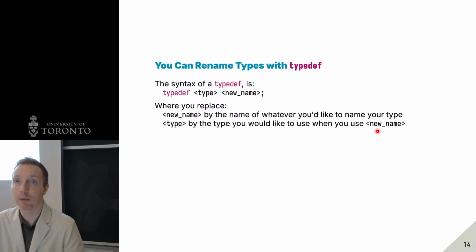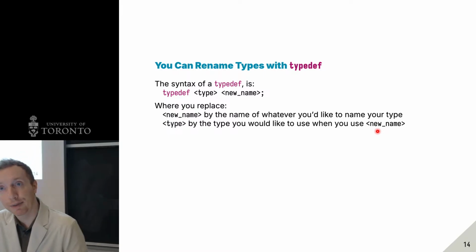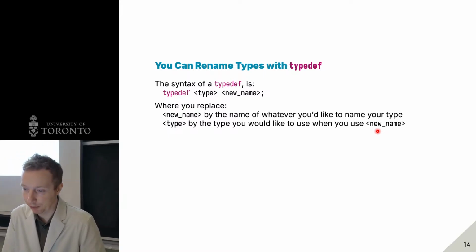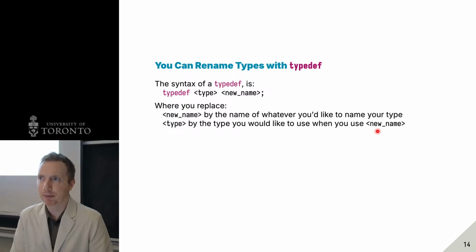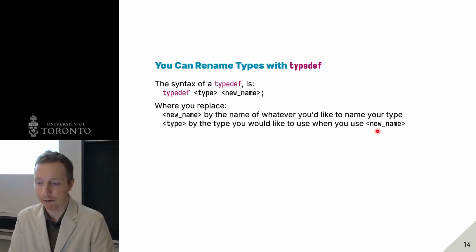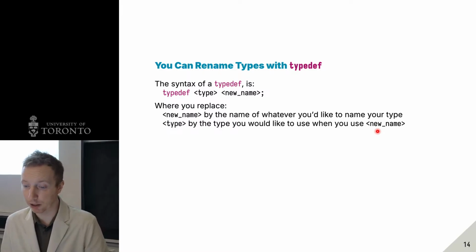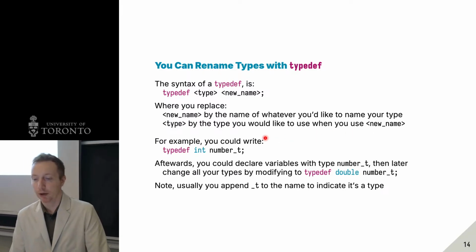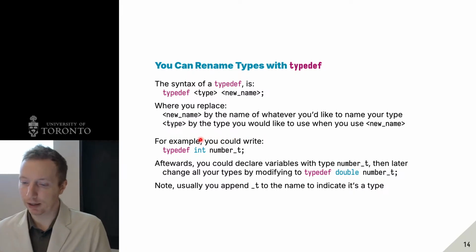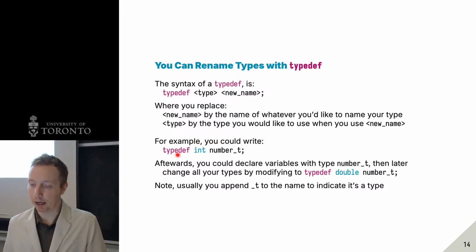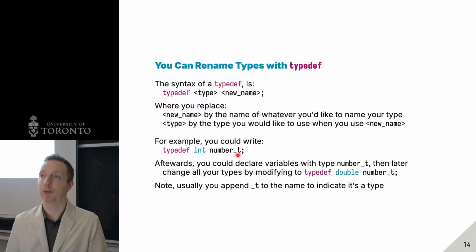So it's a way to set up a different name for a type if you want, which seems a bit silly at first glance. Like, why would you need to refer to a type by a different name? Well, one example that is slightly silly is maybe, for example, I could write typedef int and then call my new type number_t.